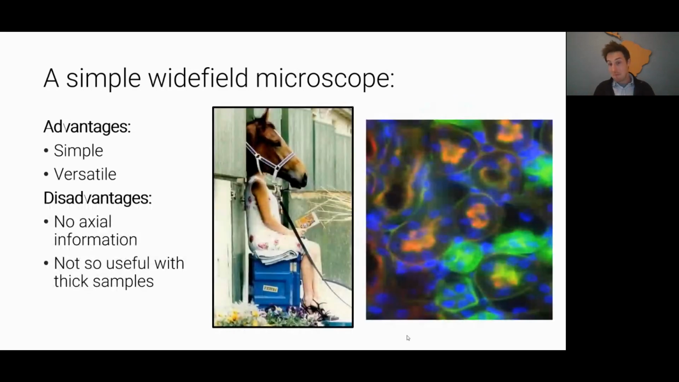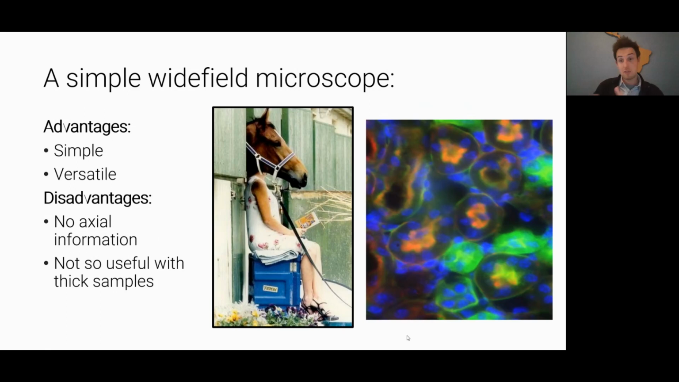Be careful though, generally you don't get any axial information. So just like this picture can give you the wrong impression, if you have very thick samples, you might think that some organelles are lying in close proximity to one another when actually they're separated through space in what we call the Z-axis.